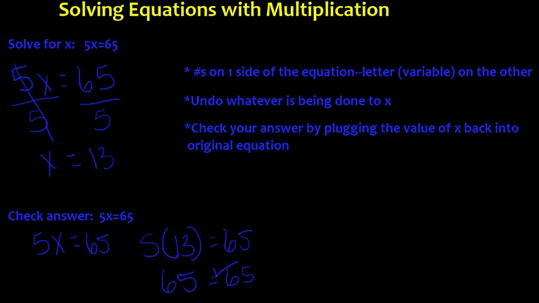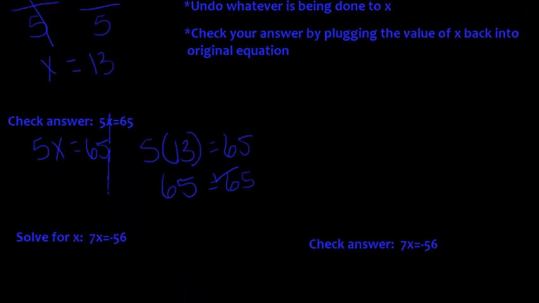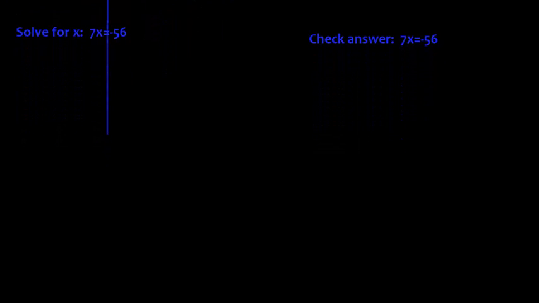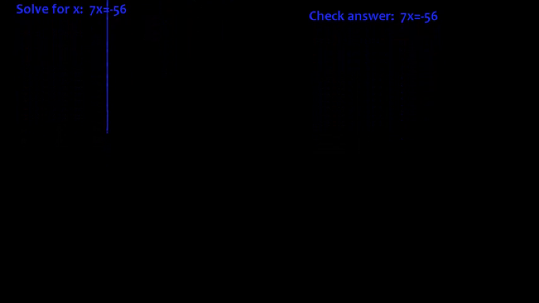Now let's move on to a little more difficult problem. We have 7x equals negative 56.